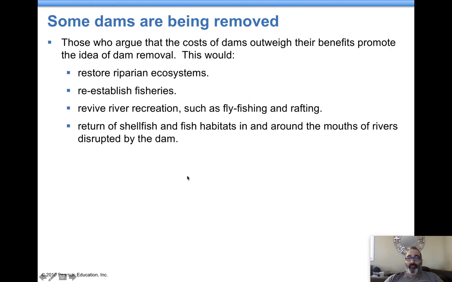The estuary where the river flows into the ocean, the river mouth, is massively disrupted by dams. So disrupted that the shellfish in that area, the fish in that area, they're not thriving because of the lack of nutrients and nourishment that would come downstream from the river.